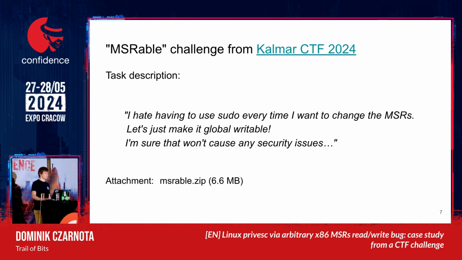So in the challenge, we basically get some kind of attachment file, which is a zip file here. And we have a description which says that, I hate having to use sudo every time I want to change the MSRs. Let's just make it global writable. I'm sure that won't cause any security issues. So this is kind of disclosing what we will be doing, but we'll get to it. And there was also a line that I'm missing here, which was showing us a remote server that we could connect to. This was the organizer server where if we connected to it, we got the same environment as the one that we will get from the zip file. And then we had to exploit the Linux kernel.